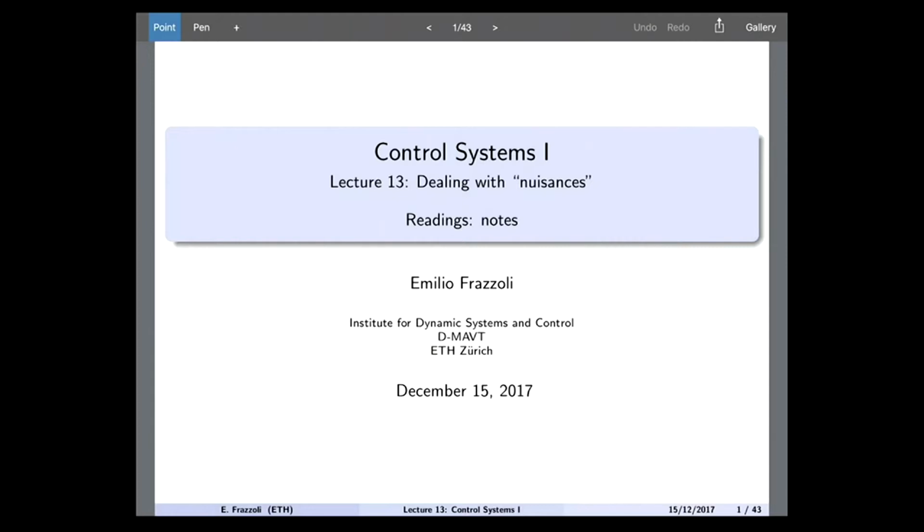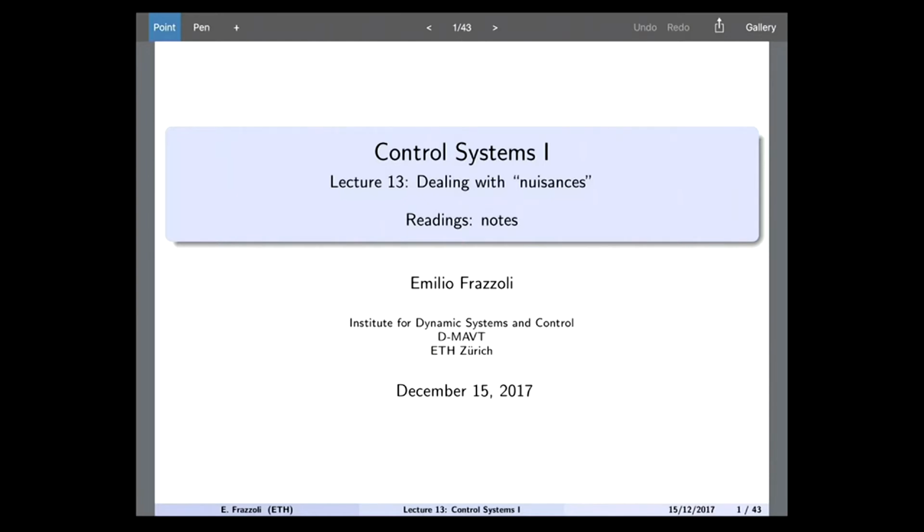So, by now, in principle, you know everything you need to know in order to design control systems for single input, single output linear systems, okay?